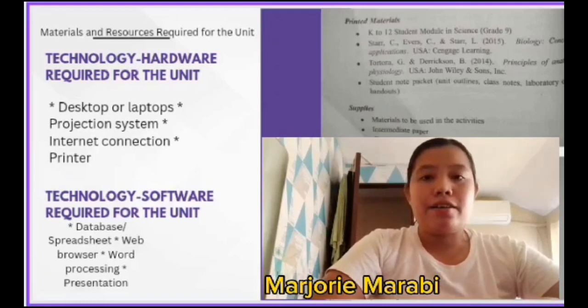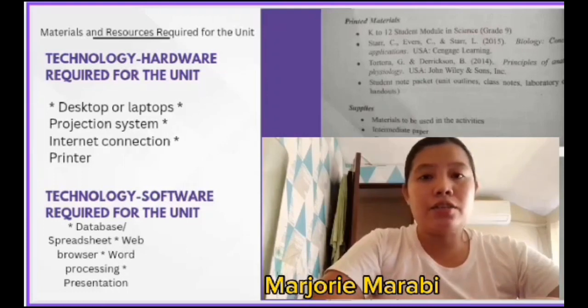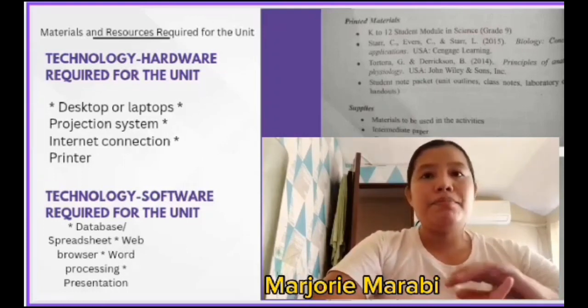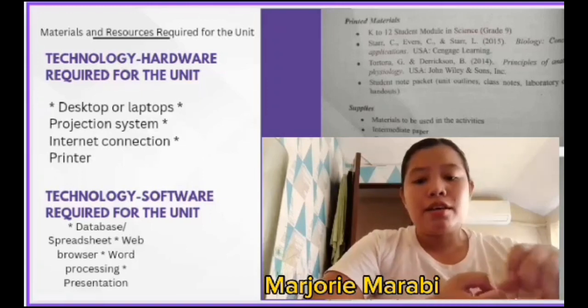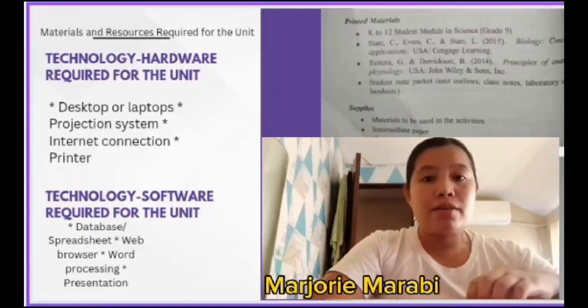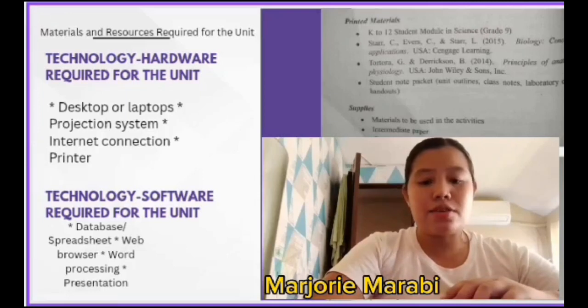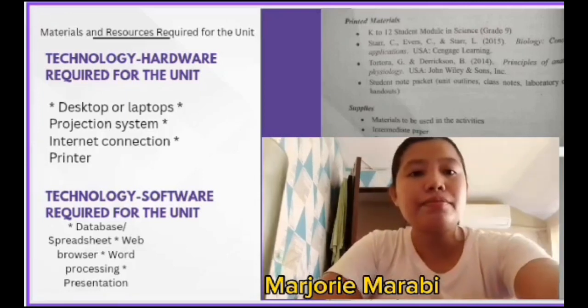Next, kay materials and resources required for the unit. So first kay technology hardware required. So mao ni siya mga laptops, computers, projection system. So projection system mao ni siya ang equipment na gamiton para mag-display sa content. Then internet connection mao ni siya ang gamiton para online access or collaboration.